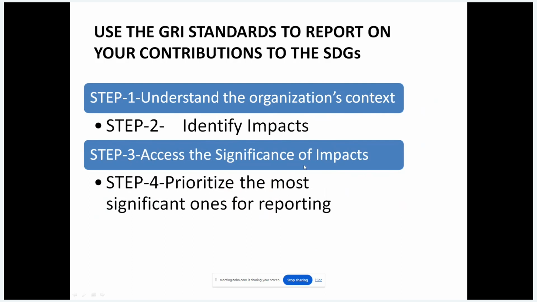So step 3 is assess the significance of impacts. It is assess actually, not excess. And step 4 is prioritize the most significant ones for your reporting, because you cannot take up all impacts at the same time and start improvement on them. So the Pareto principle, you will always see that by making 20% of the effort, you can achieve 80% of the outcome. So for that you need to prioritize. In order of priority from higher to lower, then you can start working on improvement.